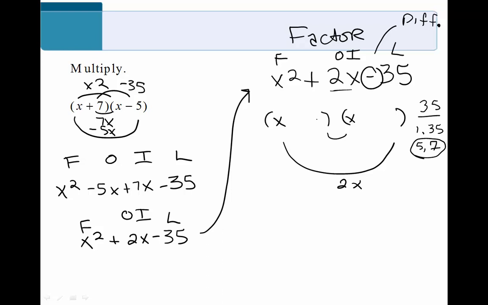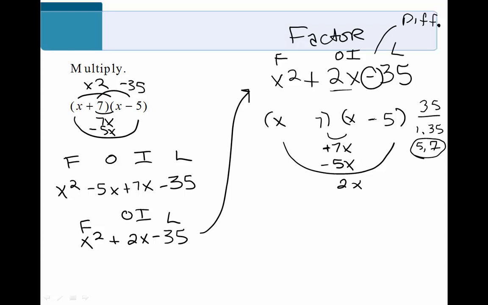So let's put a 7 and a 5 in. Now we're wondering, where are our signs going to go? Well, if I do my inner, 7 times x is 7x. If I do my outer, x times 5 is 5x. This is sometimes where students have a difficult time knowing where to place the signs. In order to get a positive 2x, ask yourself, will the 7 be positive or will the 5 be positive? Well, the 7 would have to be positive. The 5 would have to be negative.